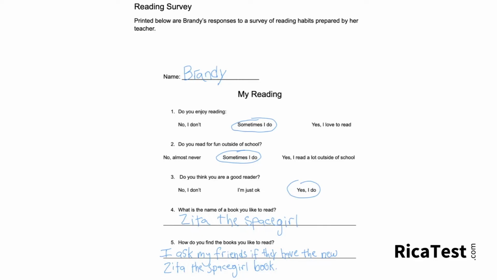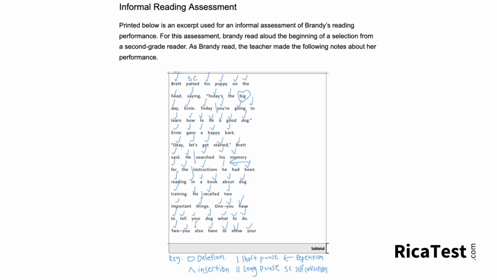Number 4, what is the name of the book you like? Z to the Space Girl. All right. And number 5, how do you find the books you like to read? I ask my friends if they have a new Z to the Space Girl book. Okay, so clearly she's a fan of the series. I'm going to keep going.